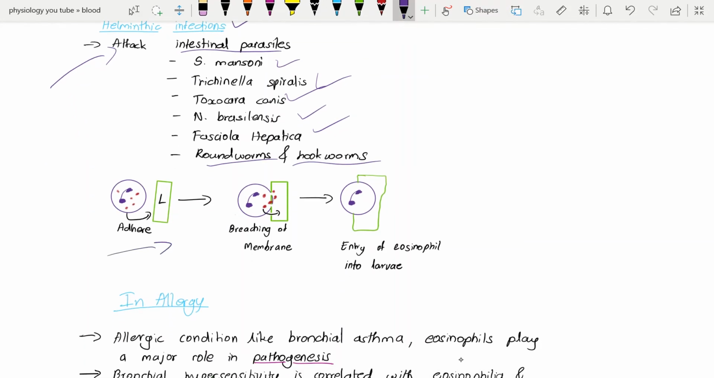Here is the possible mechanism. Eosinophils adhere to the larva, then they secrete granules which contain chemicals which breach the larval membrane. Once the larval membrane gets detached, most of the eosinophils will enter the larva and kill the larva.